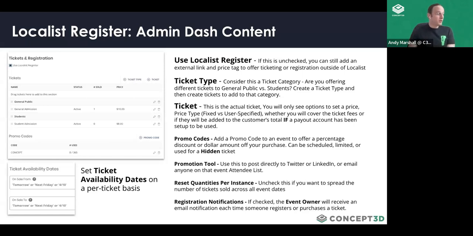For reset quantities per instance, this means if you want the amount of tickets available to be shared among all instances of an event, or if for each instance, the capacity will reset back to 0 if that is checked.